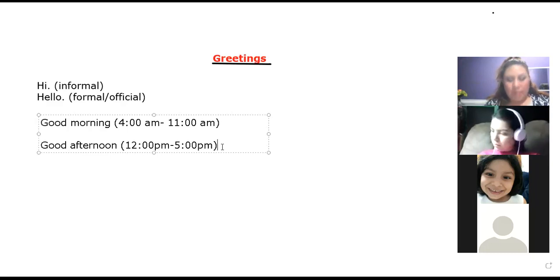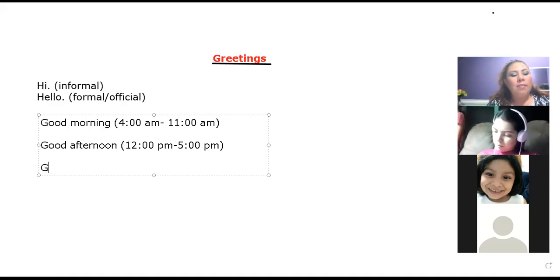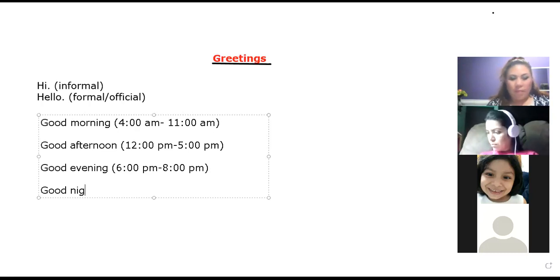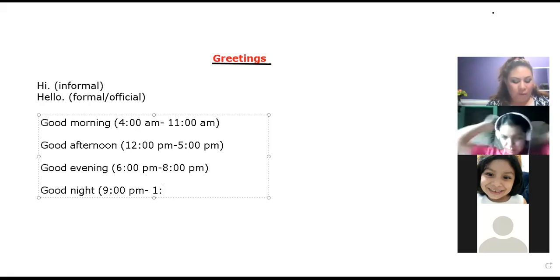Now we say good evening, around 6 o'clock to 8 p.m. And then we usually say good night when it's 9 p.m. to around probably 1 a.m., depending on what time you go to sleep.